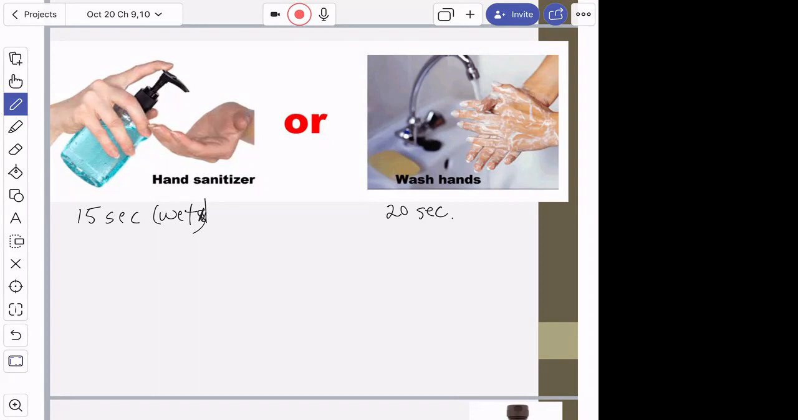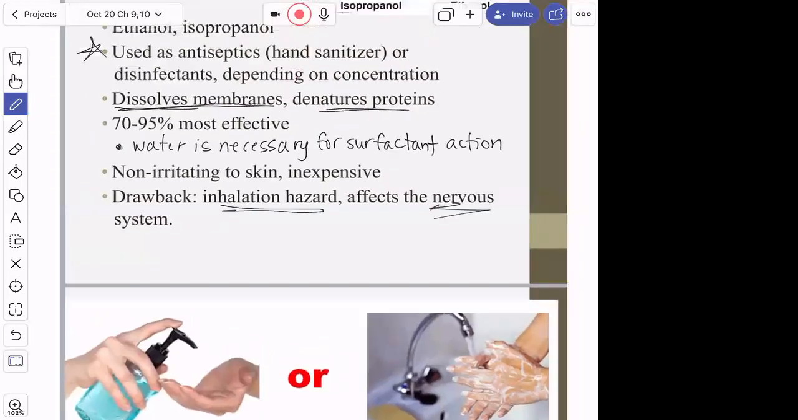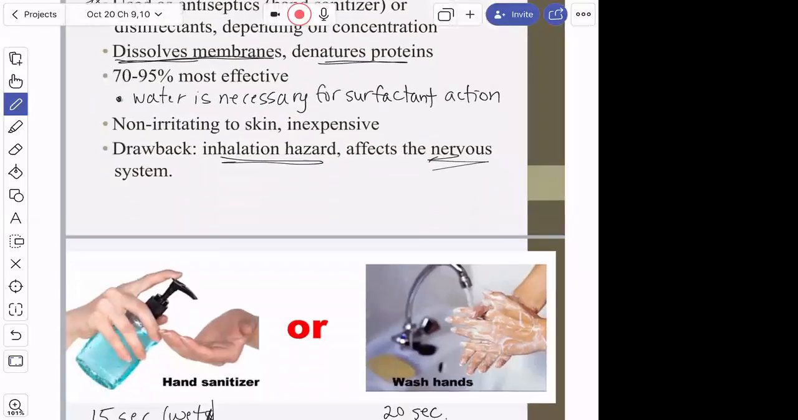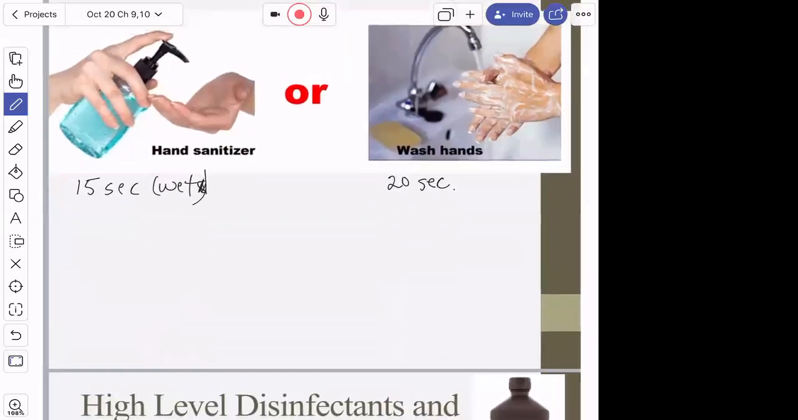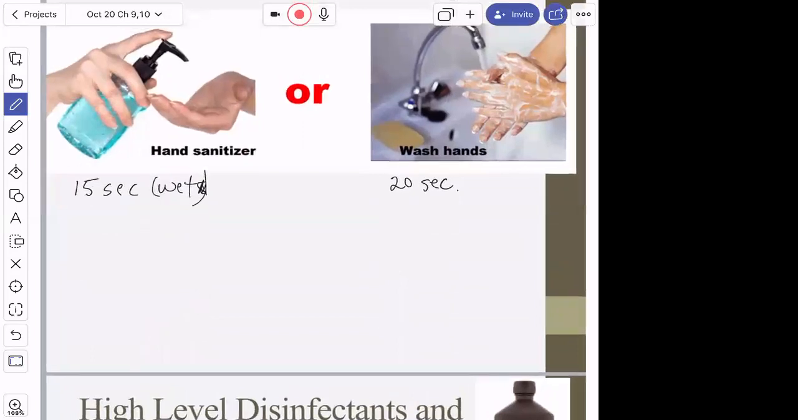The other thing to remember is that we talked about, I'm not sure if I mentioned this on the previous slide. I didn't mention this. Alcohol is actually not very good at penetrating through organics. So that's something to take note of. Does not penetrate well in the presence of organics.